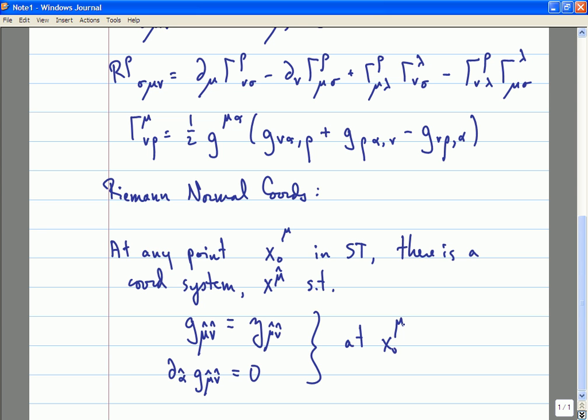So what does this mean physically? This means that you're choosing a coordinate system such that at this point x naught, the Christoffel symbol vanishes. Right? Because the Christoffel symbol is built out of first derivatives of the metric. So what does that mean? That means there are no fictitious forces. So you're choosing a freely falling coordinate system at this point.